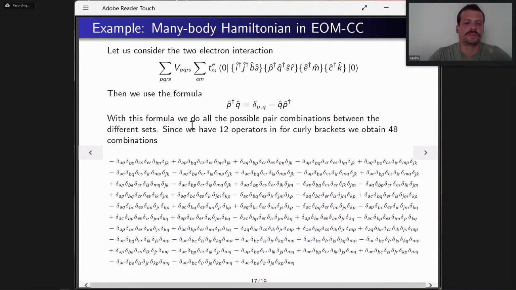So what we do with this formula is to generate all the possible combinations between the different sets. Since we have 12 operators, if you can count them, in 4 curly brackets, we will obtain 48 covariate combinations. So that's the reason why we are using a computer to generate these equations. But this is even for a computer, I am just giving a really simple term. We have much more complicated terms, so this will become really difficult even for a computer. So we have a smarter way to do it.